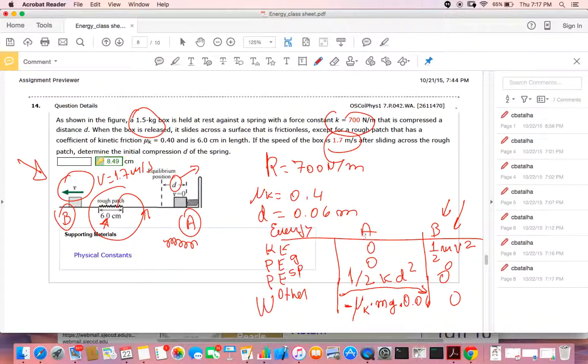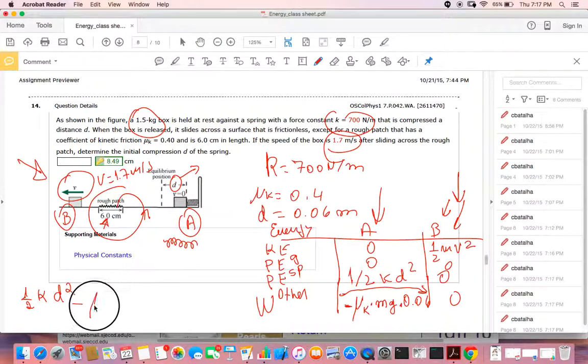So what do you do next? You add these three quantities and make it equal to these three quantities. So let's write it right here. Half of k d squared, and we want to solve for d. k is known. In fact, minus the coefficient of kinetic friction times mg times 0.06 is equal to half m v squared. And then you can solve for d after you play a little bit with mathematics.